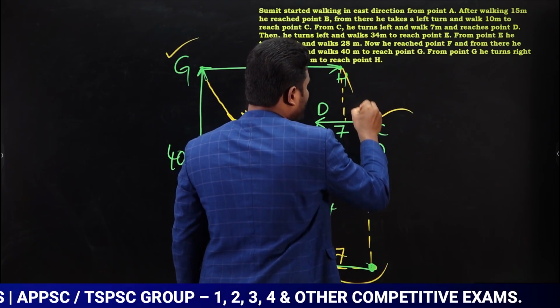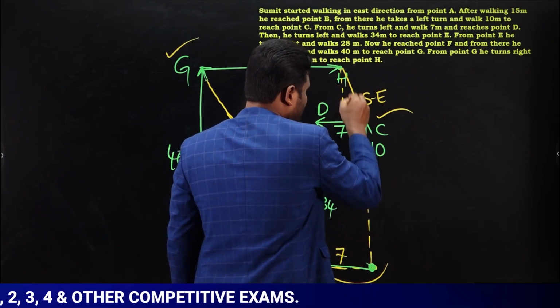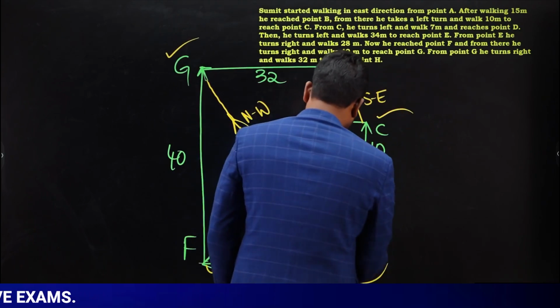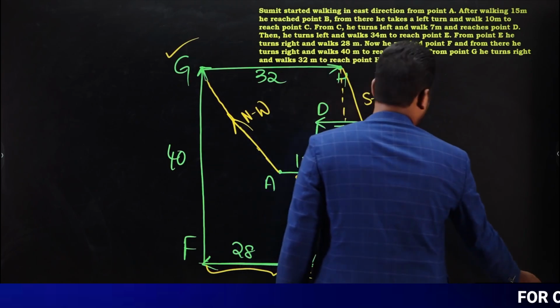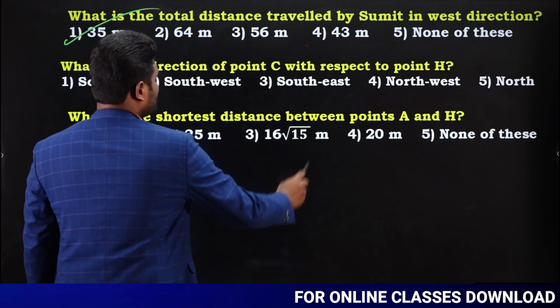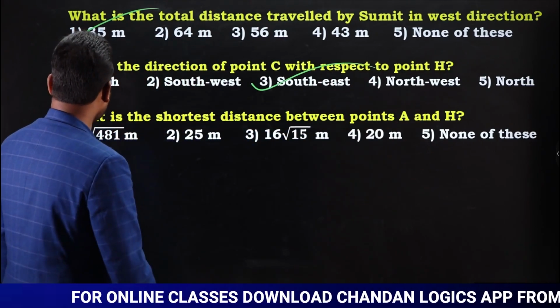So now this is going to be what? This is going to be southeast direction. Yes or no? This is south. This is east. Now point C is in which direction with respect to H? Southeast direction. Yes or no? Point C is in southeast direction of point H. Southeast means option 3 is going to be our answer. Okay. Let us look at the next one.